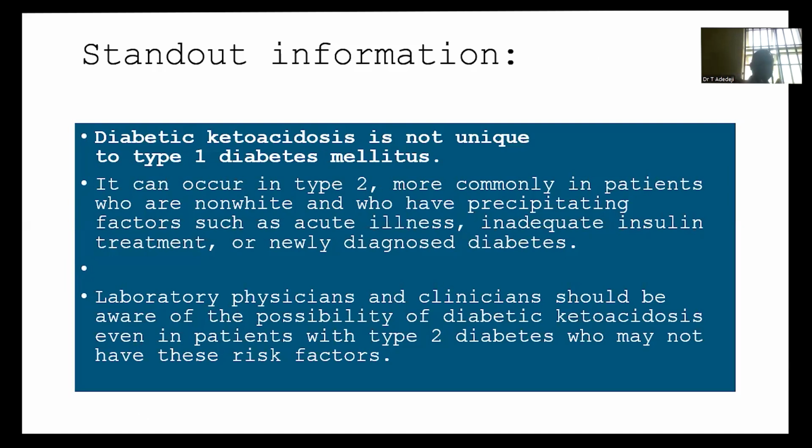Now, from this case, the wrap-up point, or the standout information, is that diabetic ketoacidosis is not unique to type 1 diabetes mellitus. It can occur in type 2, more commonly in patients who are non-white or of African or African American origin, and who have preceding factors like acute illnesses, inadequate insulin treatment, or newly diagnosed diabetes mellitus. Laboratory physicians and clinicians should be aware of the possibility of diabetic ketoacidosis even in patients with type 2 diabetes who may not have these stated risk factors. The risk factors are not sine qua non for diabetic ketoacidosis to occur.